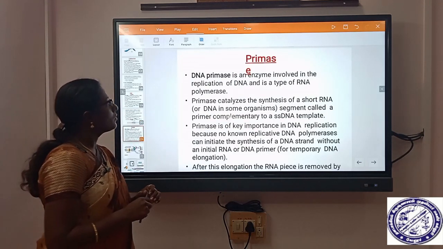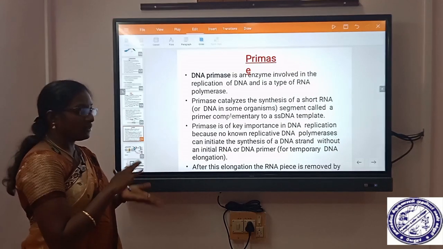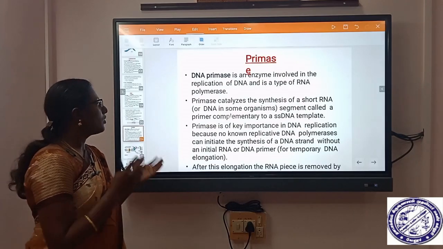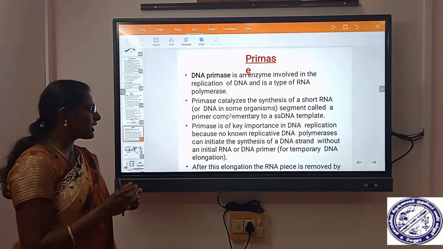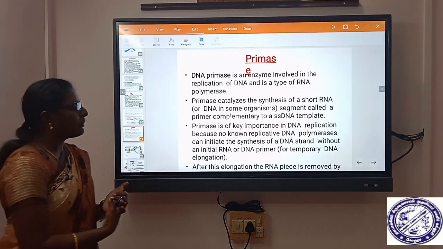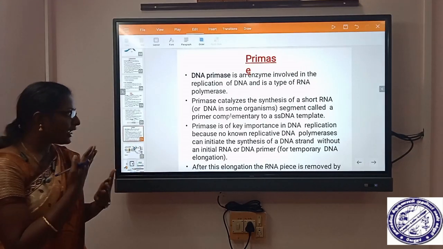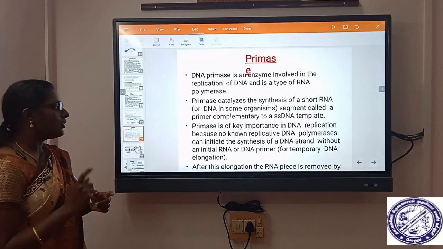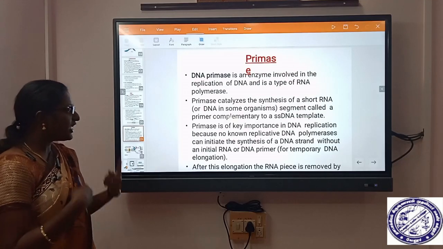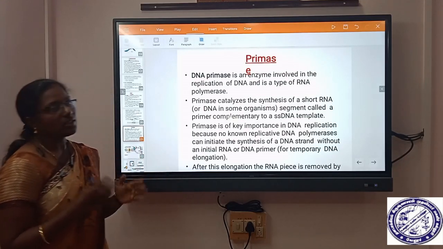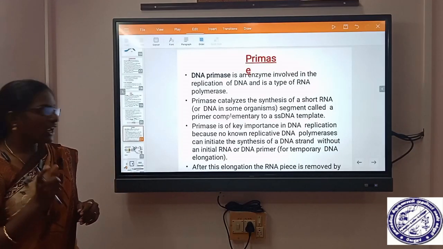So next, primers. The primer is involved in the replication of DNA, and the enzyme type is called RNA polymerase. Primase catalyzes the synthesis of a short RNA or DNA in some organisms. The primer is a segment complementary to the ssDNA template. The primer is a key and important part of DNA replication because replicative DNA polymerase cannot initiate synthesis of a DNA strand without an initial RNA or DNA primer. So that is the primer for DNA elongation.